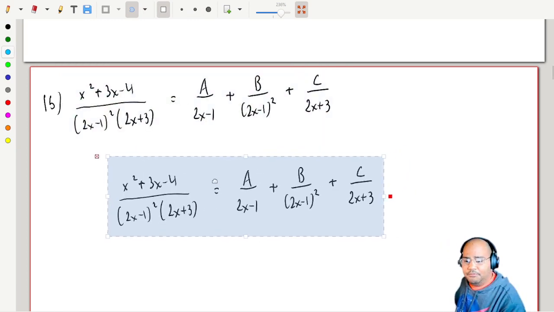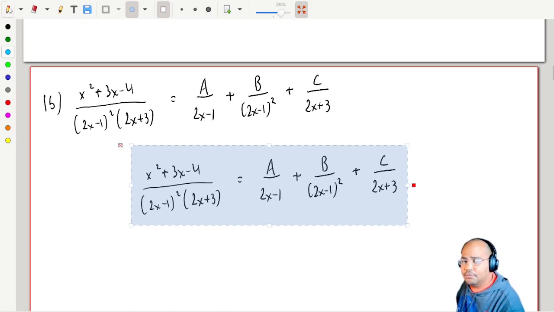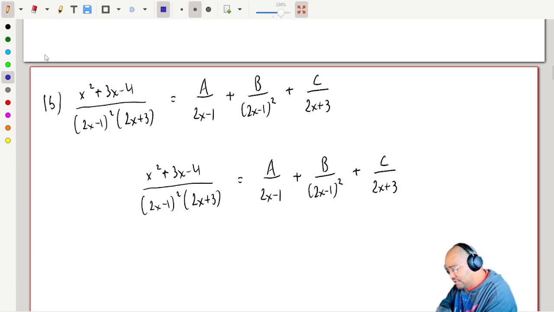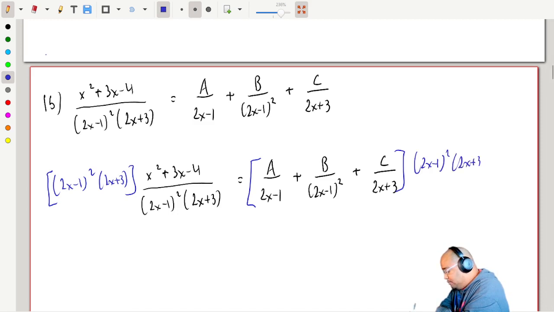Okay, here we are. And now what we're going to do is, again, multiply through by a common denominator. So we'll go ahead and multiply through by the denominator there on the left-hand side. So both sides get multiplied by 2x minus 1 squared times 2x plus 3. Let's go ahead and put that like that. And we'll do the same here on the right. So 2x minus 1 squared times 2x plus 3.